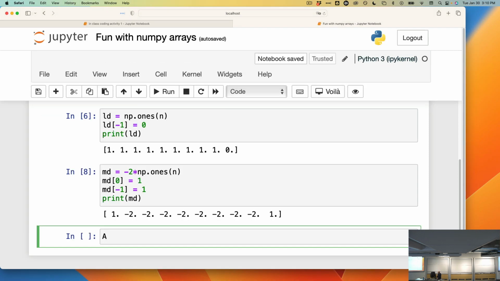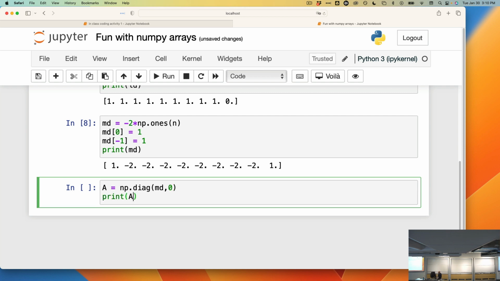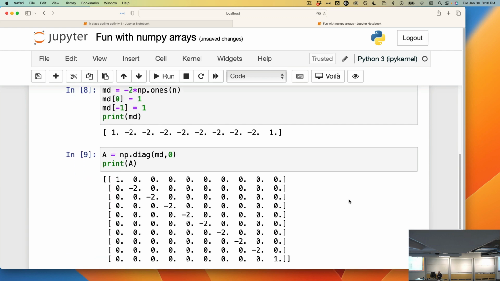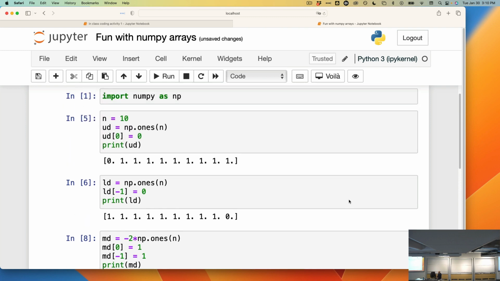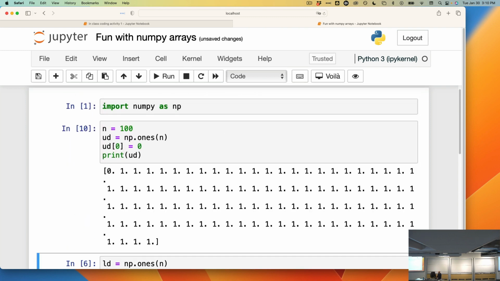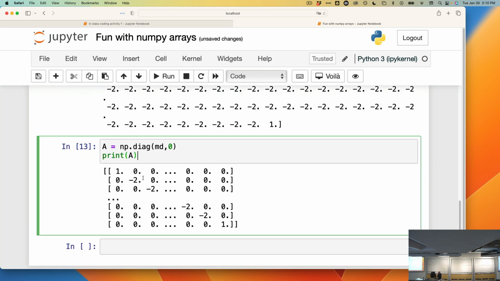I'm going to create a variable called A: np.diag of MD, and I'm going to place it at 0. So now if I print A, it's just going to be an array full of zeros except the main diagonal. Look at that. It's pretty neat. Now the cool thing is you can do this for any n. If you put n as 100, look at that. It creates a matrix with 100 entries on the main diagonal. 1, minus 2, minus 2, minus 2, 1. Doesn't matter.